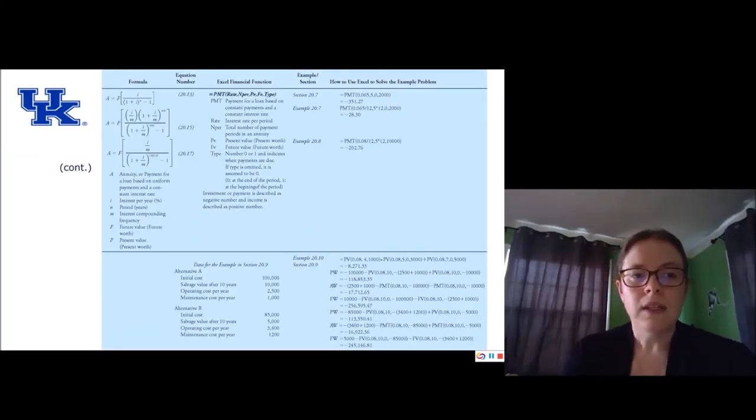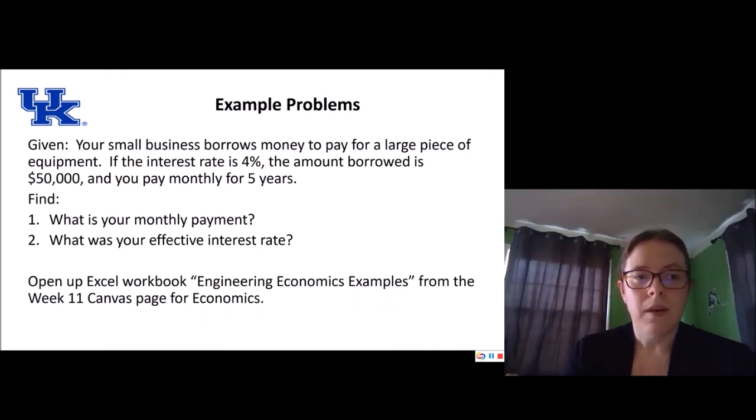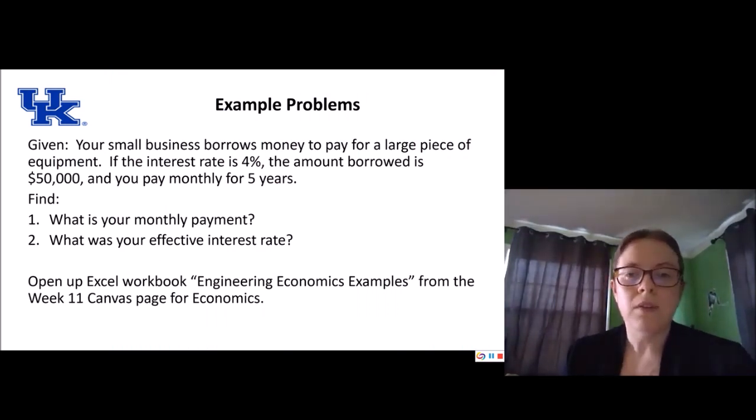All right, so let's look at an example. Your small business borrows money to pay for a large piece of equipment. If the interest rate is 4%, the amount borrowed is $50,000, and you pay monthly for 5 years, I want you to find what the monthly payment is and what the effective interest rate was.